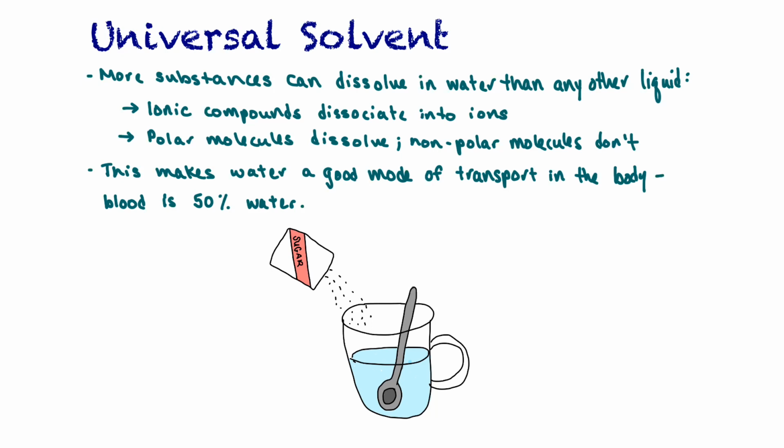Water is considered the universal solvent because more substances can dissolve in water than any other liquid. Ionic compounds can dissociate into ions and mix and mingle within the solution. Polar molecules can dissolve, and nonpolar molecules cannot, because nonpolar molecules are hydrophobic. Because of this property, water is a great mode of transport in the body because our blood plasma is mostly water. So blood is almost 50% water. And that means we can transport dissolved ions, dissolved oxygen, hormones, everything gets transported through the blood.